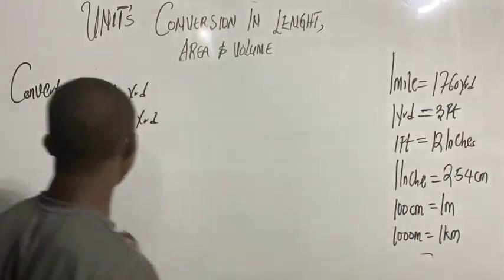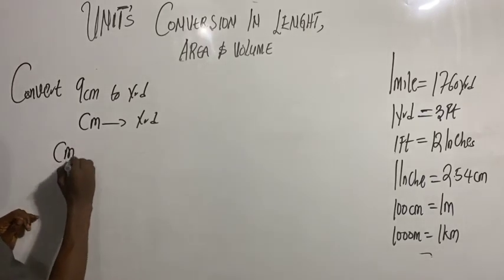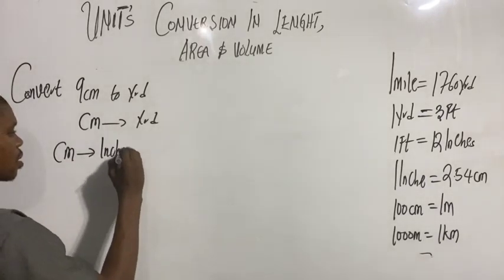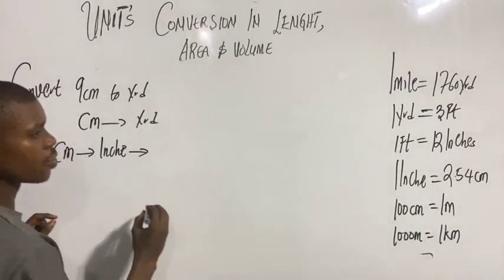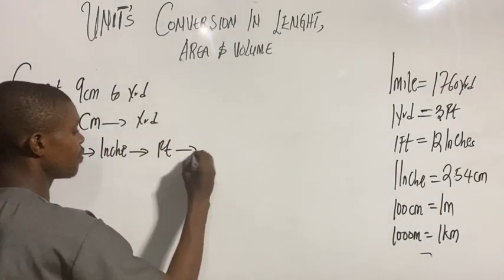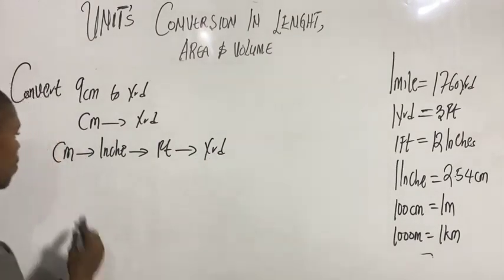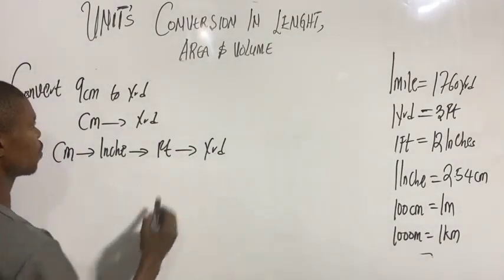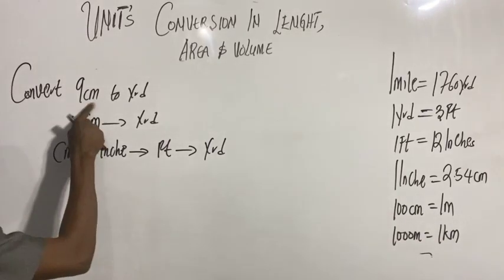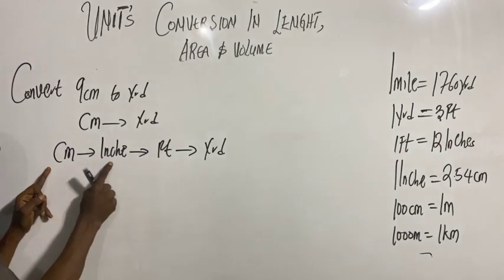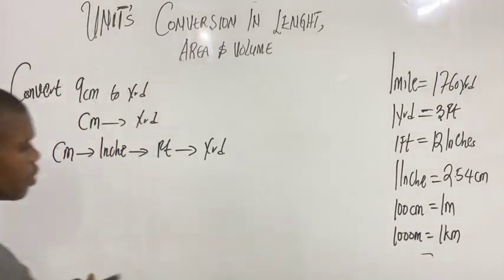Do you understand? So I want to move from centimeter to inch, then from inch to feet, then from feet to yard. I move from here to here, from here to here, from here to here, because I'm converting centimeter to yard. So what am I going to do now? I'm going to write the relation between centimeter and inch.